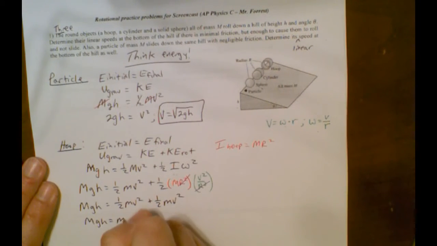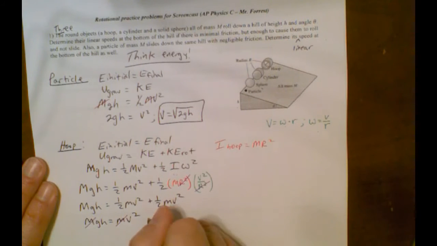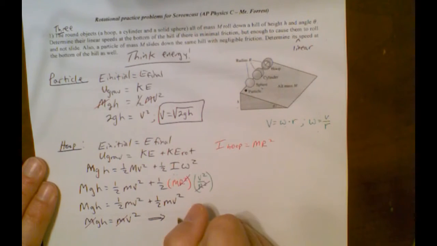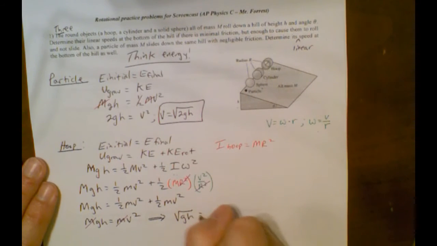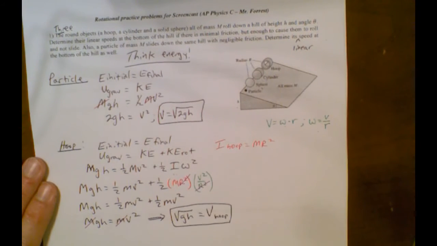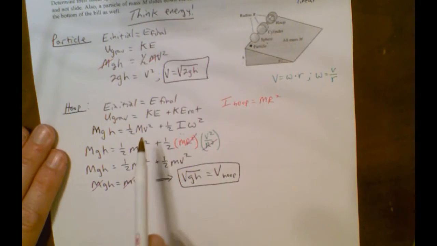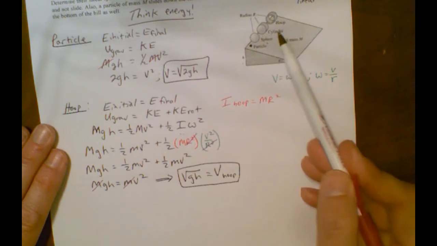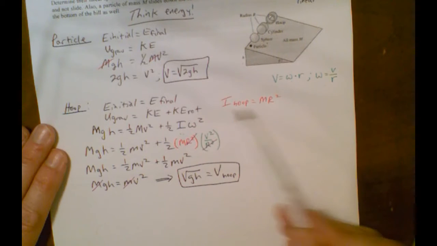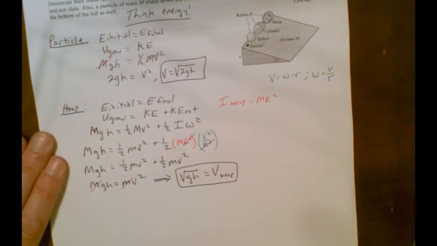mgh equals 1/2 mv squared. And again, I can cancel some things out. The mass does not matter here. So I get that my velocity here for the hoop is equal to that. I can do the same things again for the cylinder and the sphere, except they're going to have different moments of inertia.